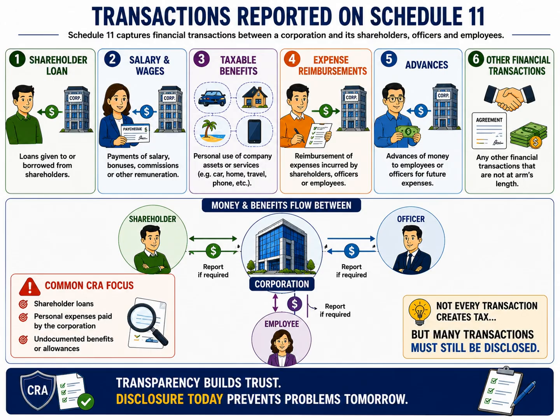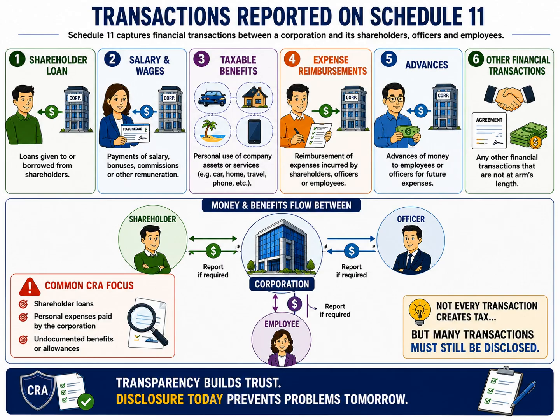A helpful way to think about Schedule 11 is to imagine money flowing between the corporation and the people connected to it. Whenever money or benefits move in either direction, ask whether the transaction needs to be reported. It's also important to understand the CRA's areas of focus: shareholder loans, personal expenses paid by the corporation, and undocumented benefits frequently receive additional attention during reviews and audits. Good documentation can prevent many future problems.